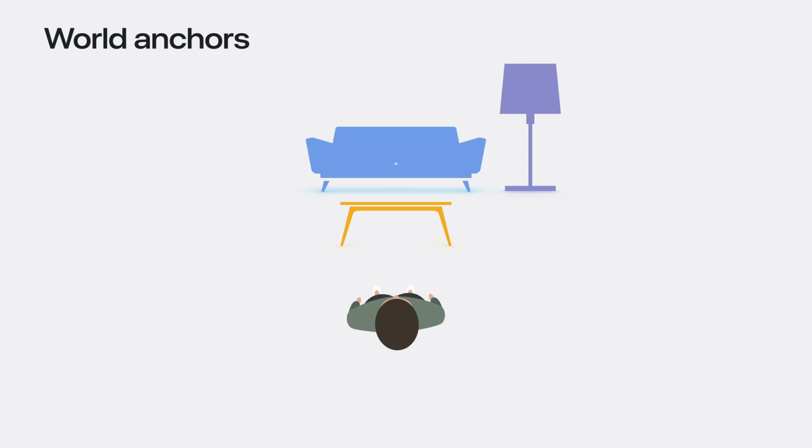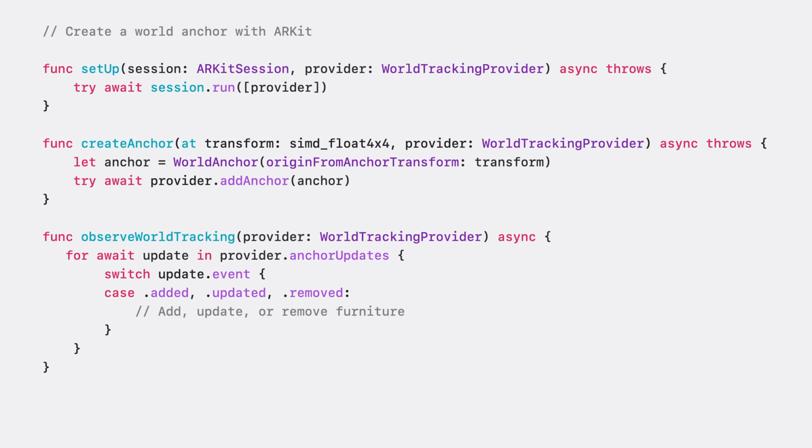over time. To build this app, I need to be able to place content at a specific location relative to the origin of my immersive space, and then use a world anchor to make sure it stays there. First, I set up an ARKit session and a world tracking provider, then run the world tracking provider on the session. When I want to add a new anchor for my furniture app, I'll create a world anchor at a specific transform for the furniture in the immersive space, and add it to the world tracking provider.